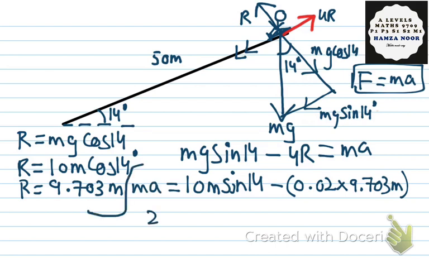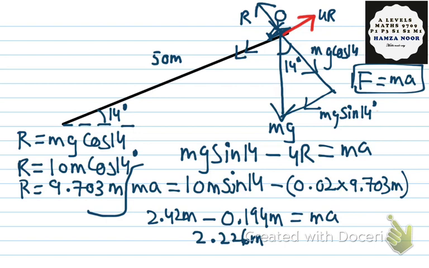So we simplify this equation in terms of m. 2.42 m minus 0.194 m is equal to ma. This gives 2.226 m is equal to ma. The masses cancel out on both sides, and the acceleration will be equal to 2.226 meters per second squared.